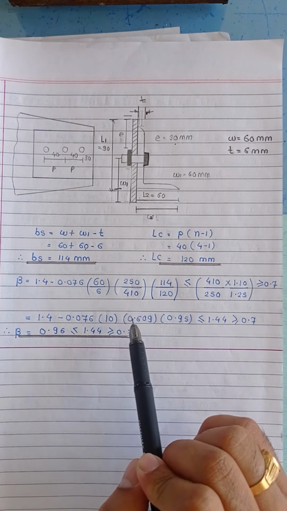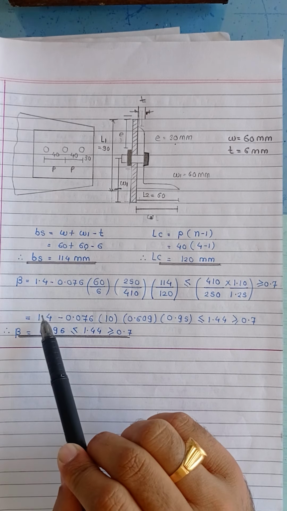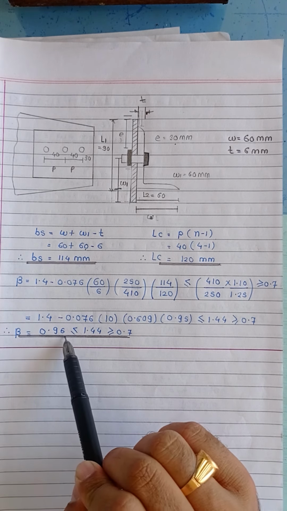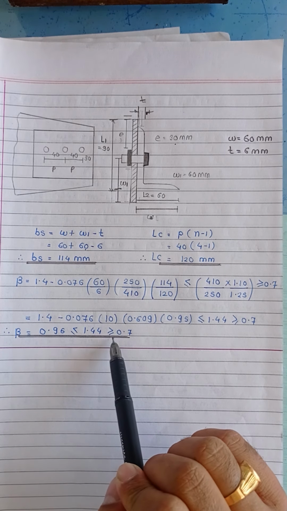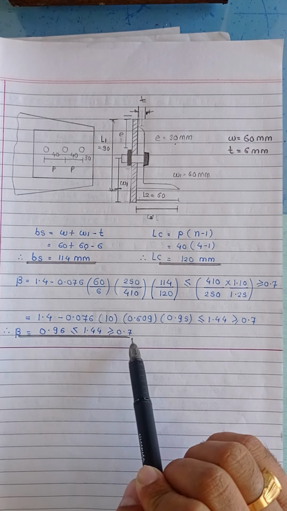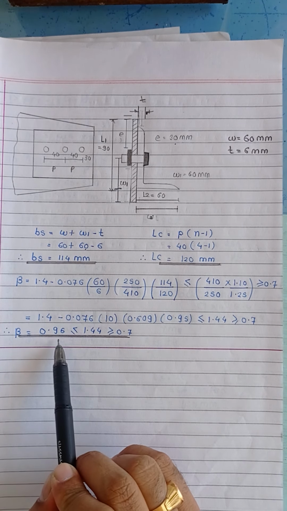Substituting all these values into the formula of beta, we get beta equal to 0.96. It should be less than 1.44 and should be greater than 0.7. So our value of beta is equal to 0.96.